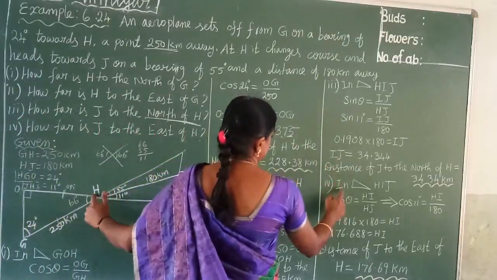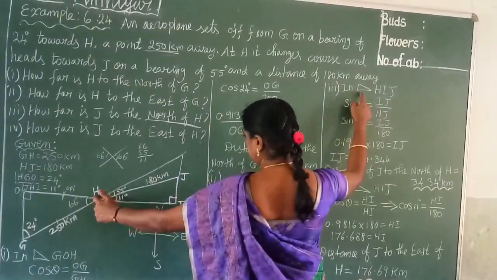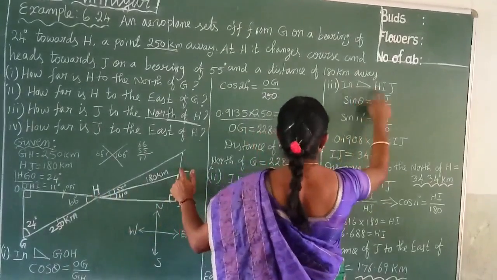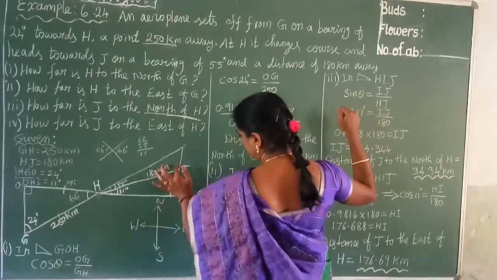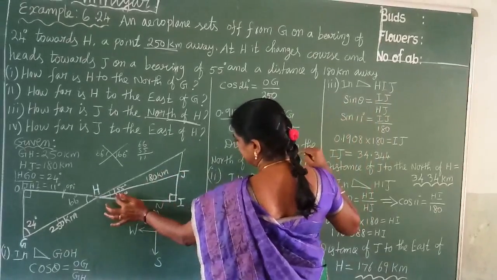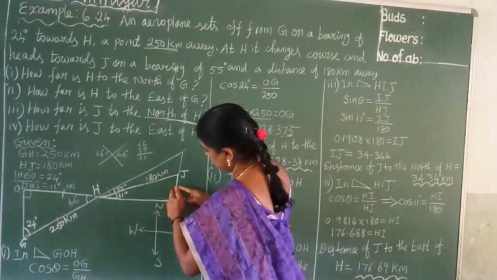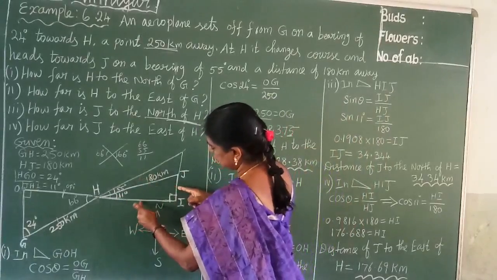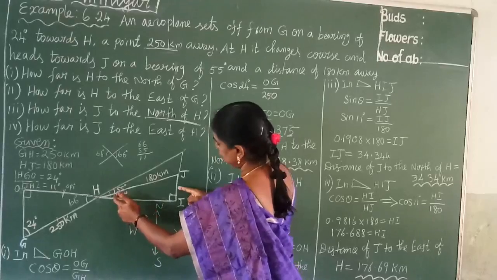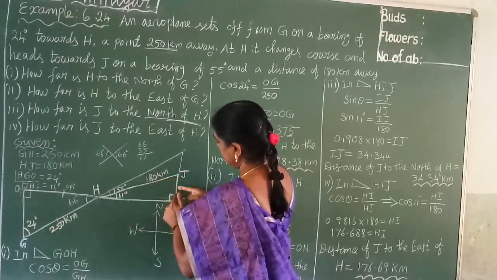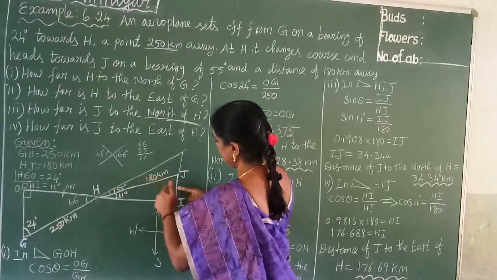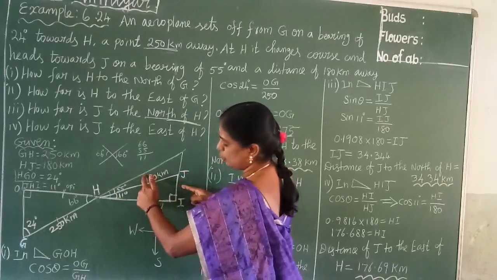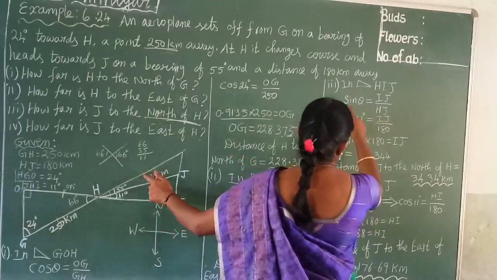Which triangle is right? Third option, in triangle HIJ. This triangle is selected. This one is theta. Theta means this one is opposite, this one hypotenuse, this one adjacent. So first you find HJ. HJ means theta is opposite and hypotenuse. Opposite you want to find, hypotenuse we know. So opposite and hypotenuse means which ratio?